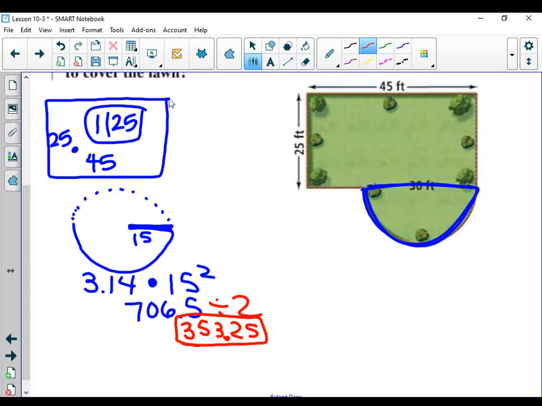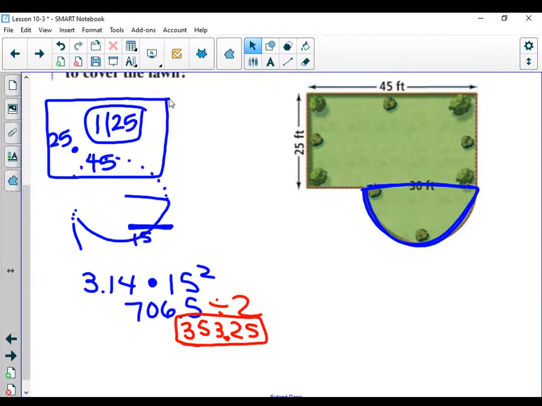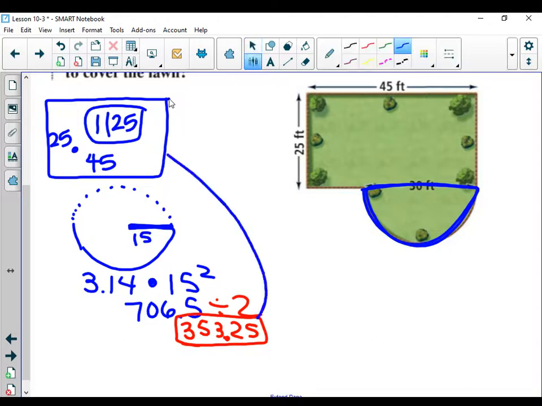I'm not quite done. Even if I labeled it, I'm not done. Thank you, Maddie. This half circle attached itself to my rectangle. So what could my math word for attached be? Add. 1125 plus 353.25.